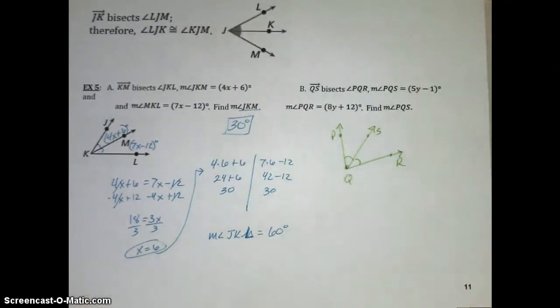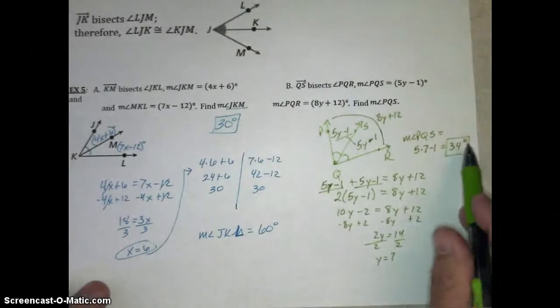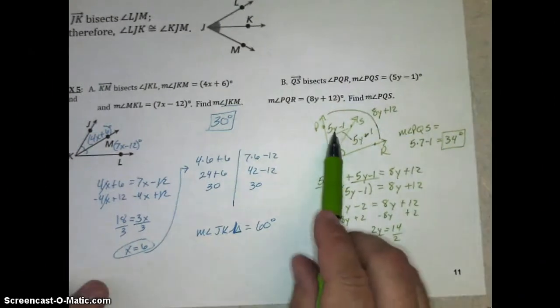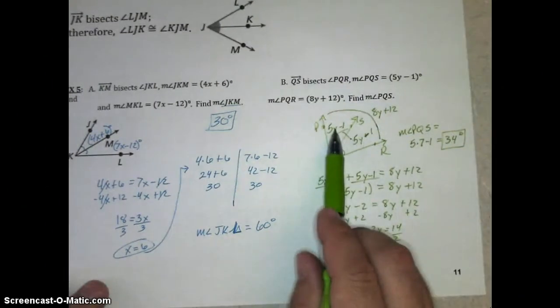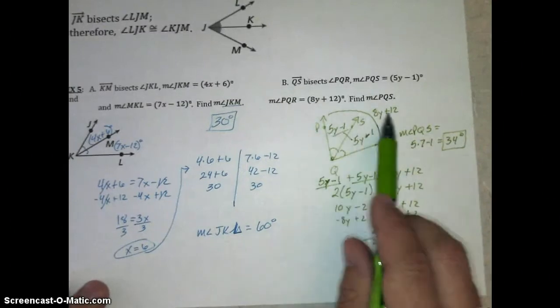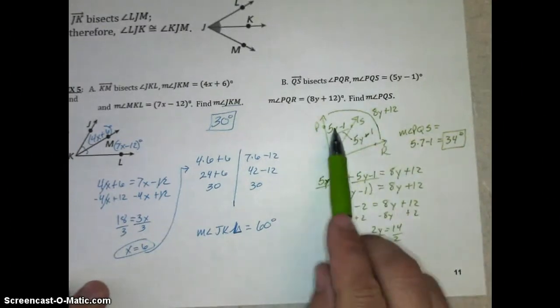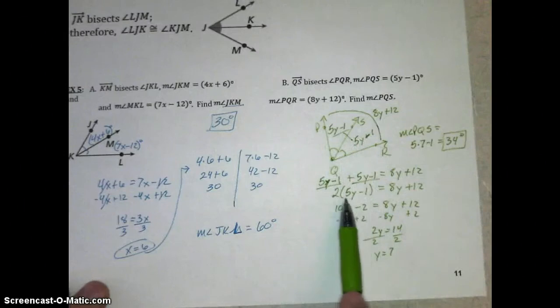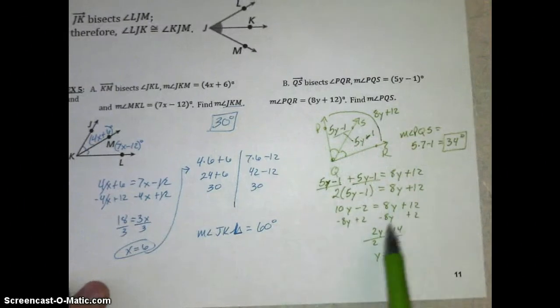Alright, this is what we should get. We should get 34 degrees. Make sure you notice that they tell you PQS is 5y minus 1, and the whole thing is 8y plus 12. And so we don't want to set these two equal. We want to say this plus itself, or 2 times that, is 8y plus 12. And that's how we get that answer.